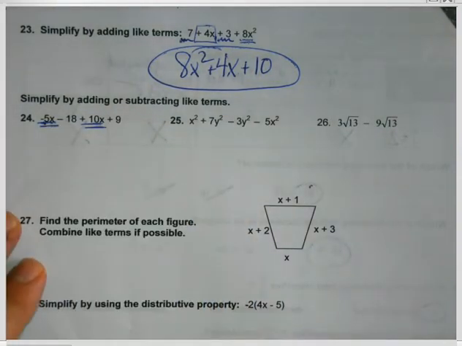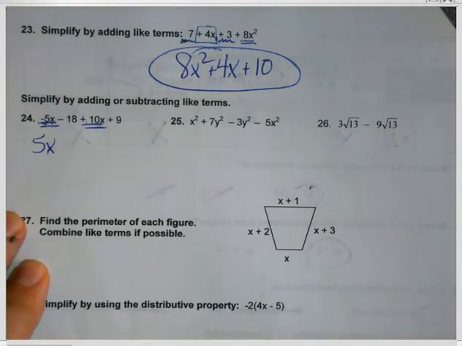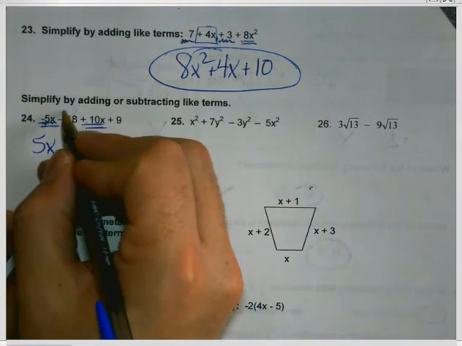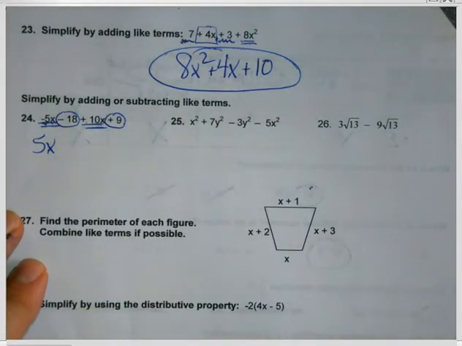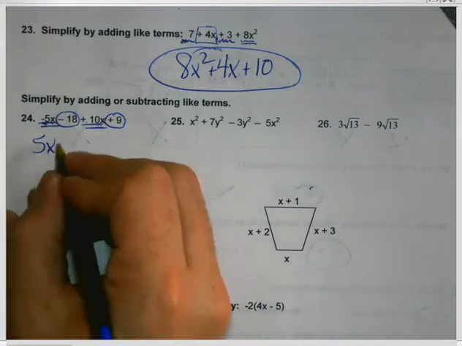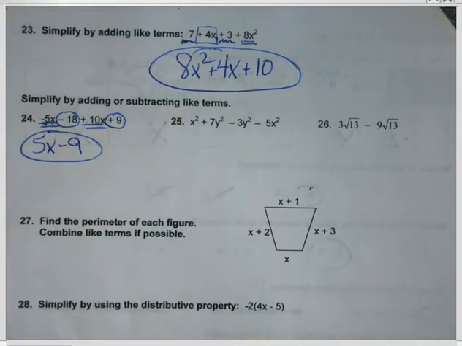Let's look at 5x plus 10x. If I owed my friend $5 and I found 10 in my pocket, pay him back, I got 5. Negative 18 plus 9. That's a minus or negative 9. And that's, again, as far as I can go.